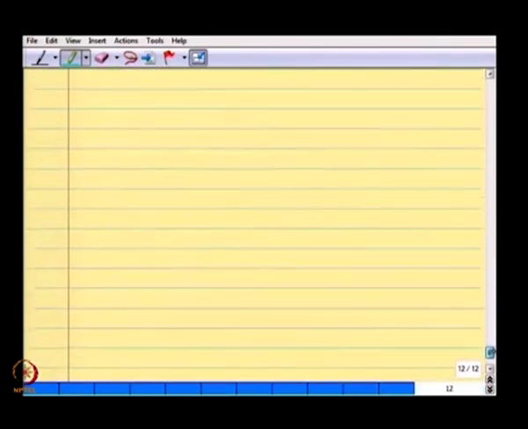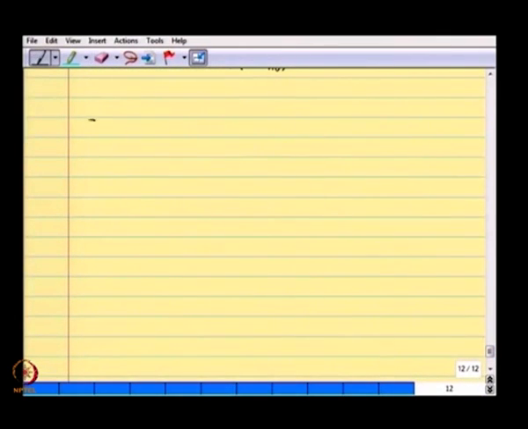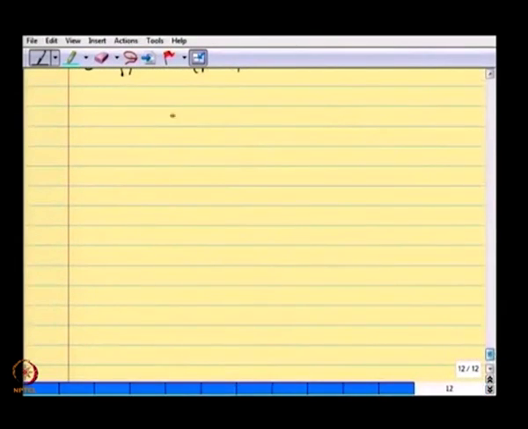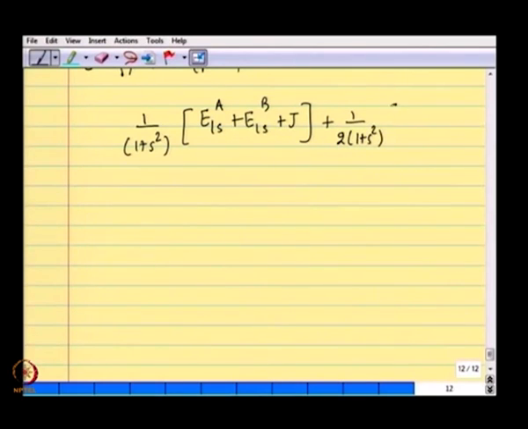So, the answer for the second group of terms is the energy, now again partly, if you go back to the expression here, we had E 1s A, this is into 2. So, we should write 1 by 1 plus S square, E 1s A plus E 1s B plus J, that is for the first two terms, and now what we have is 1 by 2 into 1 plus S square, E 1s A S square, sorry, plus E 1s B S square plus K.